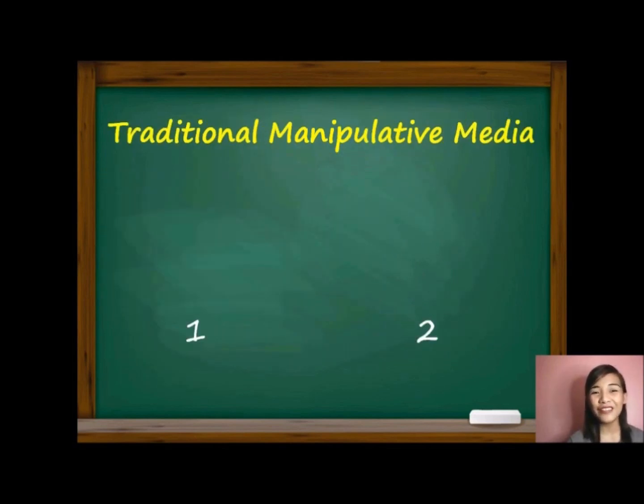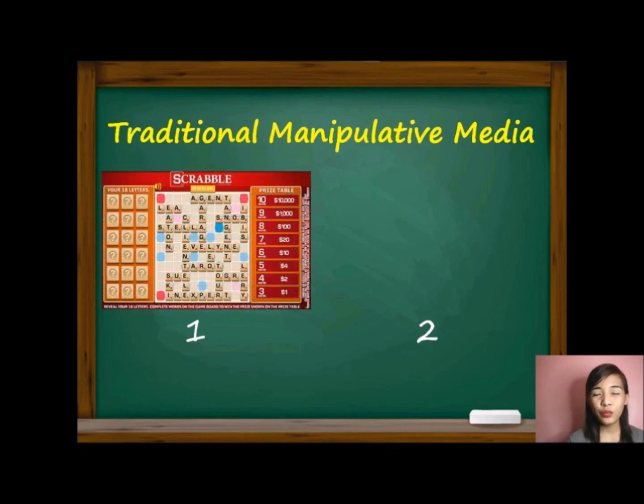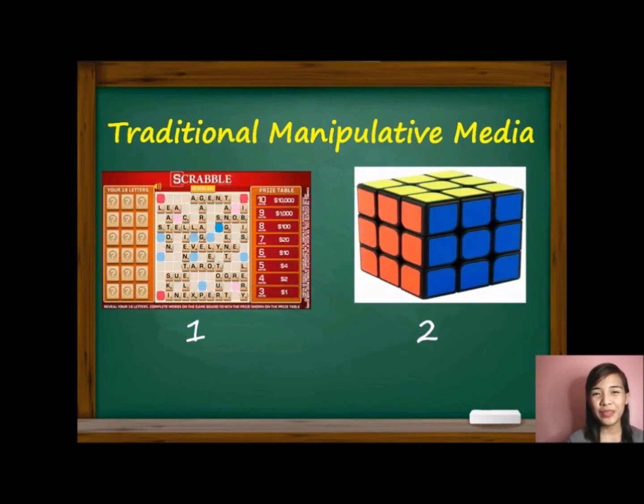So we have an activity again. You're just going to type 1 or 2. For the first, we have traditional manipulative media. I'm going to show 2 pictures and tell me if it is 1 or 2. Okay, so for traditional manipulative media, is it 1 or 2? You may type your answer on our YouTube live chat. Time's up. The correct answer is number 2.